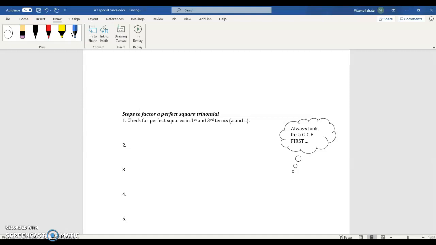Our next step is going to be to check that the middle term is 2ab or negative 2ab, meaning 2 times the square root of a squared times the square root of b squared, which is a and b, or negative 2 times a and b.